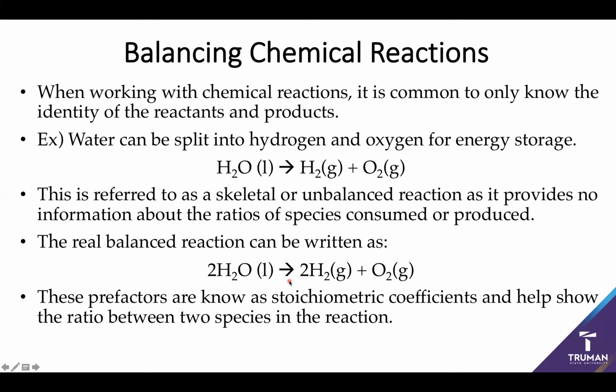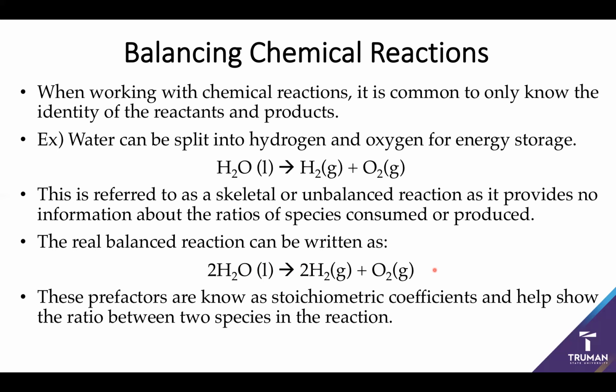And these prefactors are known as stoichiometric coefficients. So the idea is that stoichiometry is all about balancing how much I'm consuming and how much I'm producing during a reaction. And these help show the ratios between the species in the reaction. So for example, I get as many molecules of hydrogen out as I put in molecules of water. However, I only get half as many oxygen molecules out. And this actually is going to be very informative when you're trying to, say, manage a real chemical reaction. Go figure, we want things to be useful.